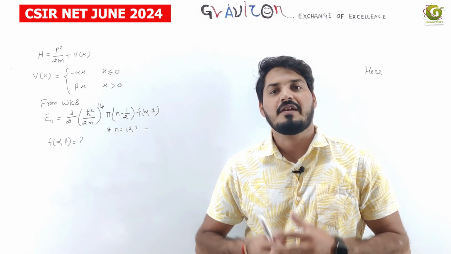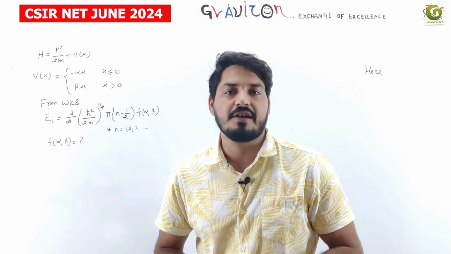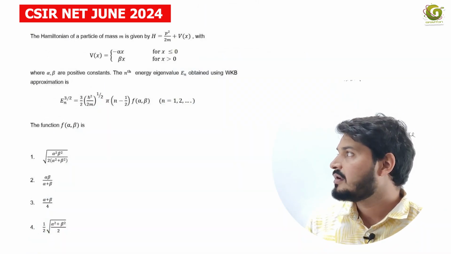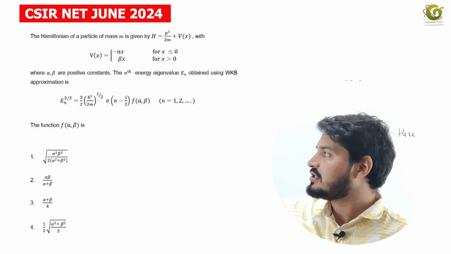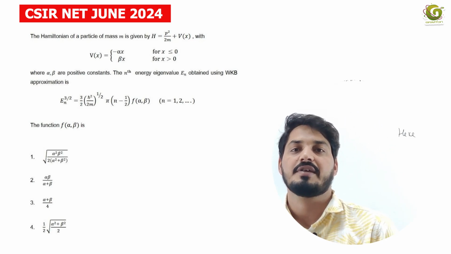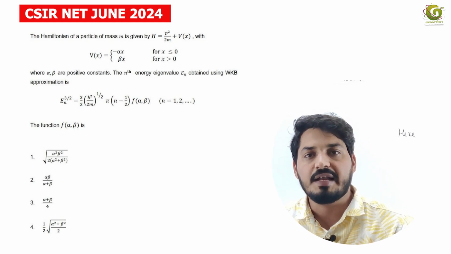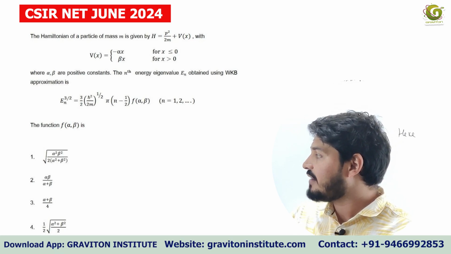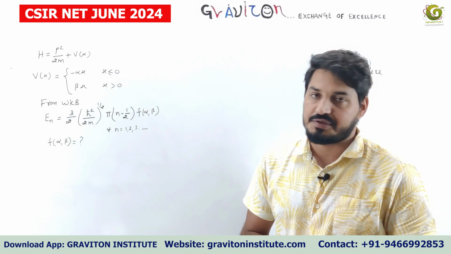Today we'll see one more problem of quantum mechanics, and this question has been asked in CSIR NET June 2024. What is the question? You can see the question on your screen. For a particle of mass m, the Hamiltonian is given to us, where the potential is defined as minus alpha x for x less than 0 and beta x for x greater than 0. From the WKB approximation, the energy of the nth state is given to us, and from this energy you can see the term f(alpha, beta). This function we have to find out. So let's try to solve this question.